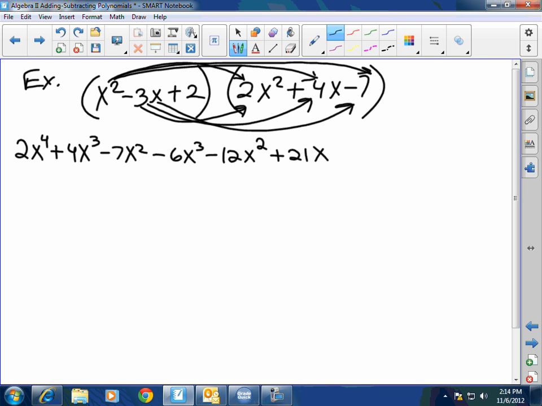Now, the 2 has to be multiplied. Let me do that in a different color. 2 has to be multiplied to every single term. So that would be plus 4x squared plus 8x minus 14. As long as you take your time on this, it's Mickey Mouse. If you rush, if you just try to run through it, it's not going to be so good. Okay?